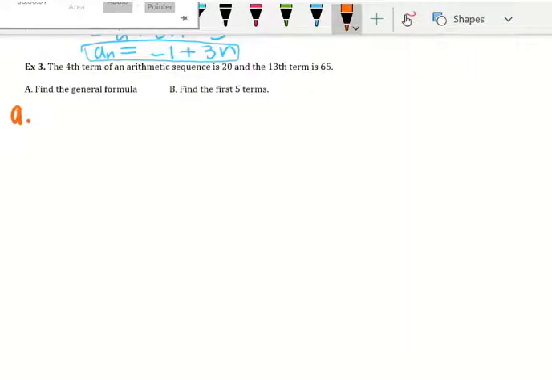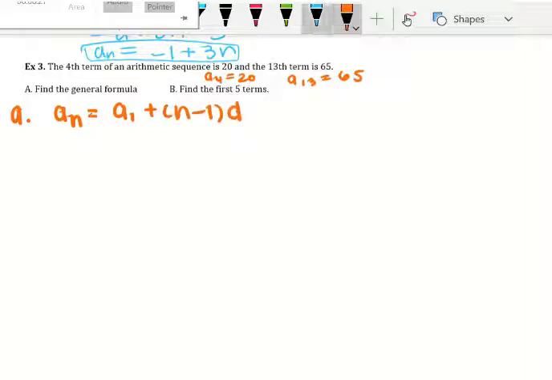All right, so this is example number 4. The fourth term of an arithmetic sequence is 20, so a4 is 20, and the 13th term is 65. Part A says find the general formula. So the general formula is an equals a1 plus n minus 1 times d. That means I have to find d and I have to find a1. I'm going to go ahead and try to find d first. So I'm going to write that out.